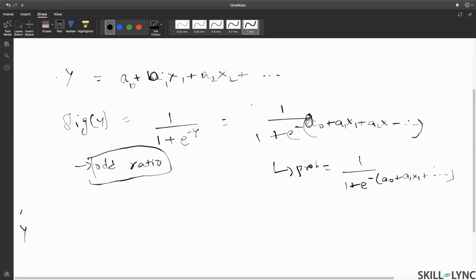Now what are a naught, a1, a2? Again, these are all coefficients, right? So similar to linear regression, where we were trying to determine m and b, the coefficient and the intercept, using the gradient descent method, here also we have to do the same thing to come up with a naught, a1, a2. But I am not going into that detail, because that is covered in the future advanced session. So it's very simple to understand.